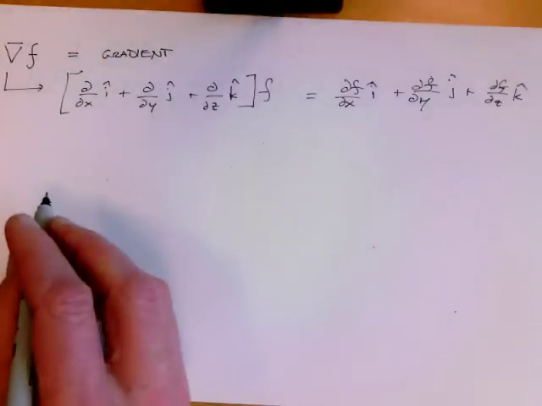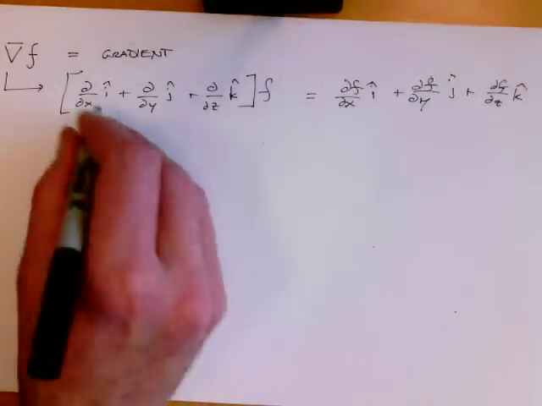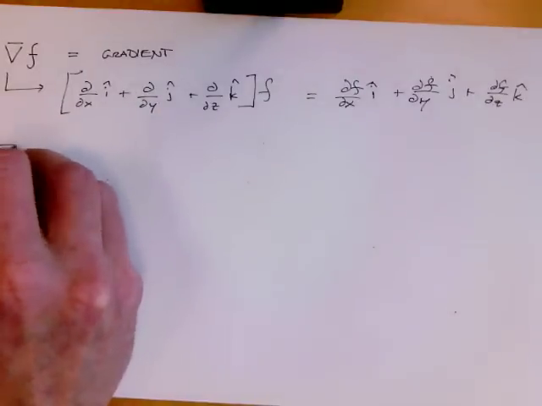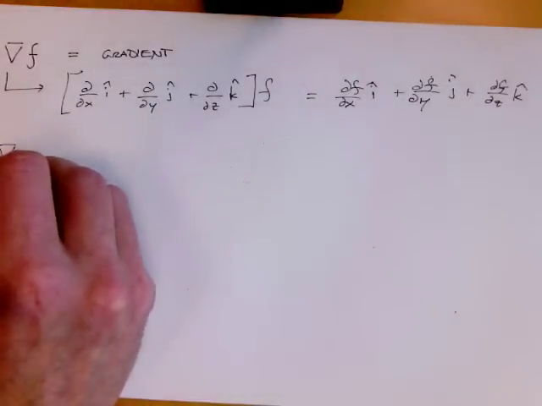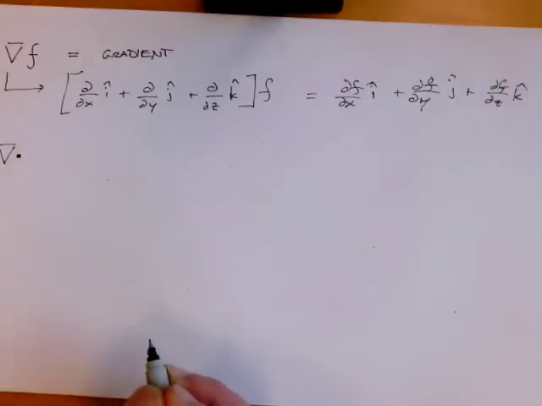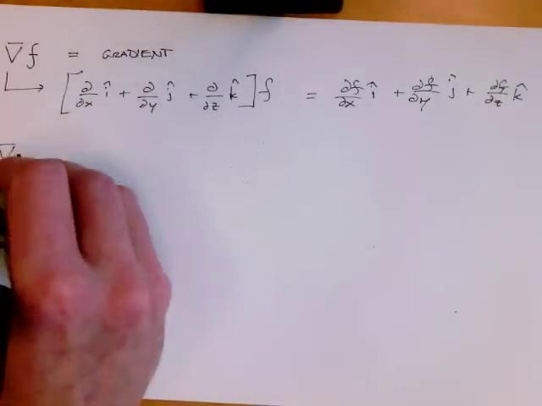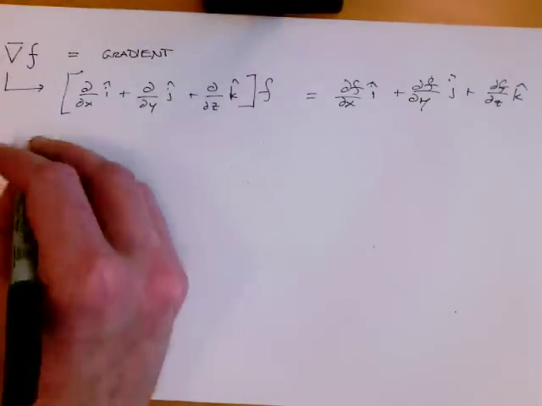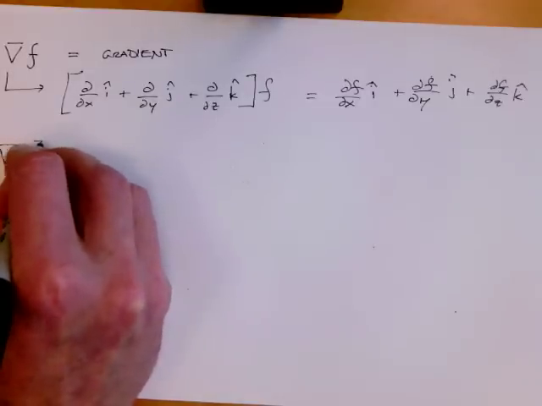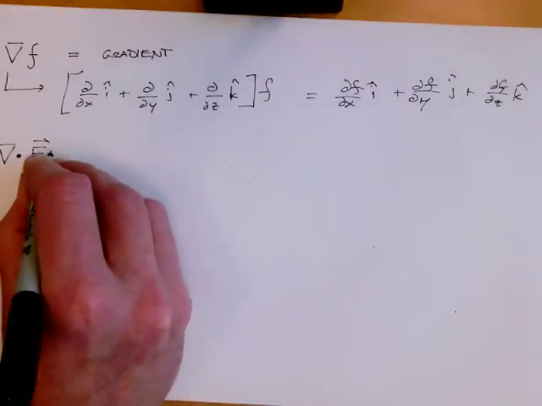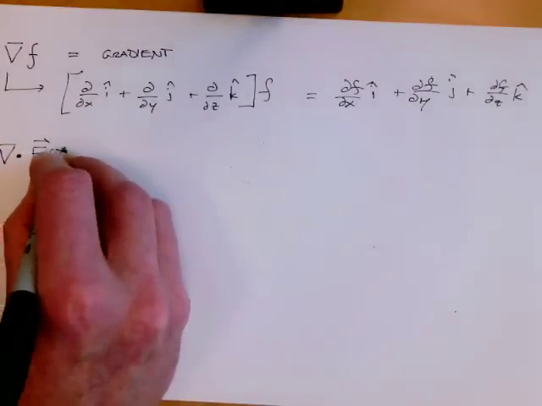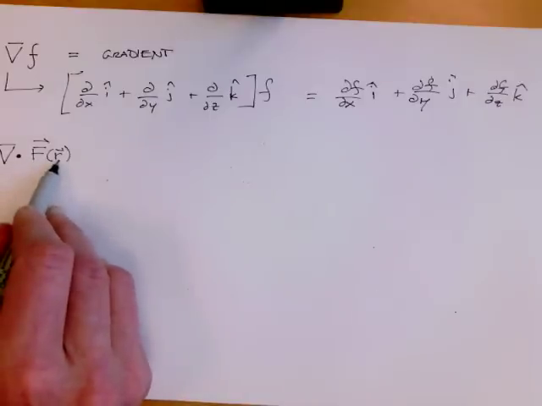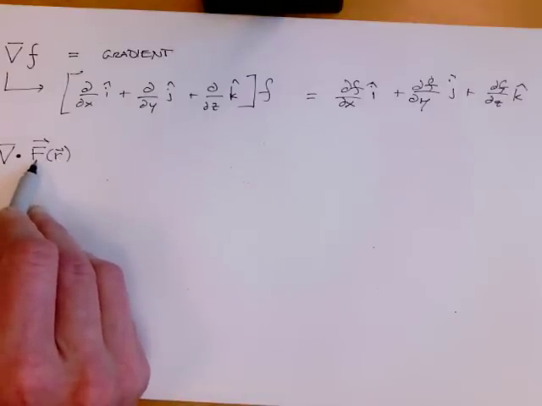Now, another way you can think about this operator is not just as something that can operate on a scalar, but also as something that can operate on a vector. So we're now going to take the del operator, and instead of operating on a scalar, we're going to operate on a vector function, a vector field f. This is some function that takes a given position and returns a vector, right?